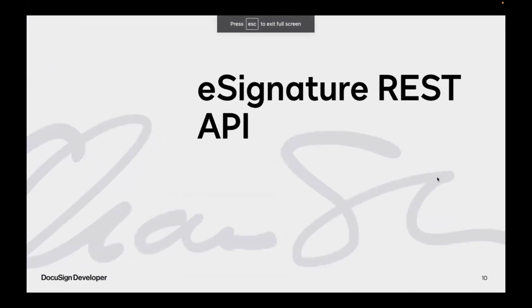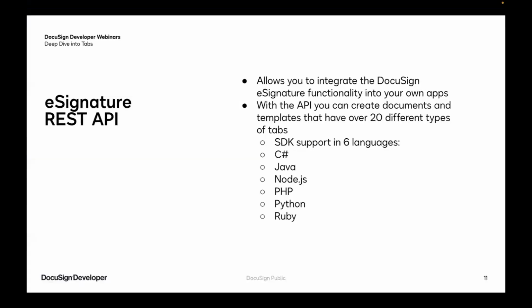And so now that we've been in the UI for a little bit, let's start talking about the API. Most likely, a lot of you are developers and you're probably thinking that you want to do all of this programmatically. Well, luckily the eSignature REST API allows you to do that. With the API, you can create documents and templates that have over 20 different types of tabs. And we have SDK support in 6 different languages that are listed here.